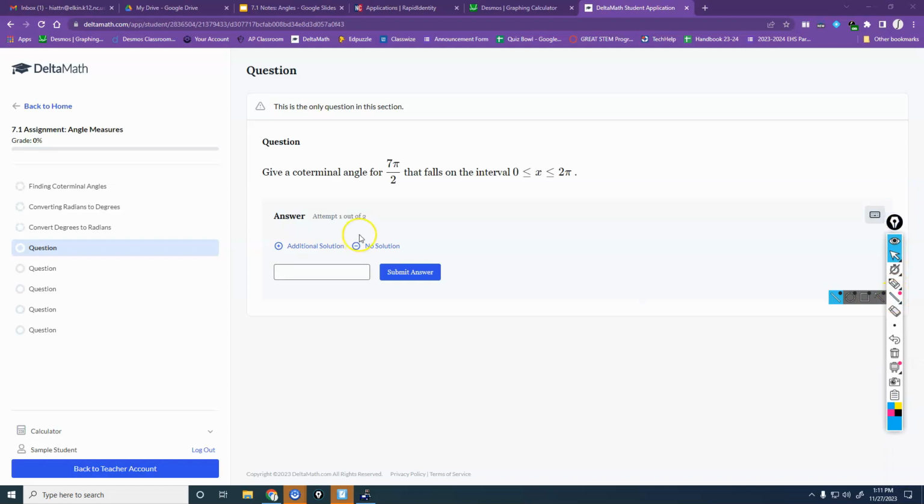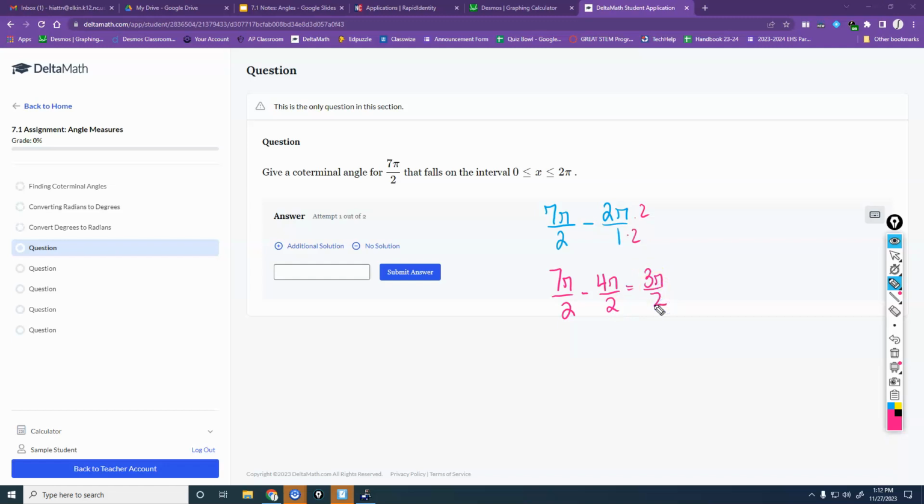Okay, so it says give a coterminal angle for 7 pi over 2 that falls between 0 and 2 pi. Right? 7 pi over 2 is bigger than 2 pi. It might be hard to tell that since it's fractions, but you need to subtract 2 pi. So you will do 7 pi over 2 minus 2 pi. You put over 1 if you want. Isaac, what are we going to do for our common denominator? Multiply it by 2. So that gives us 7 pi over 2 minus 4 pi over 2, and that will give me 3 pi over 2.